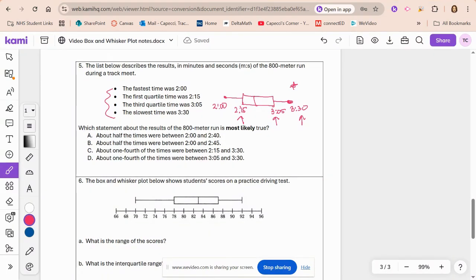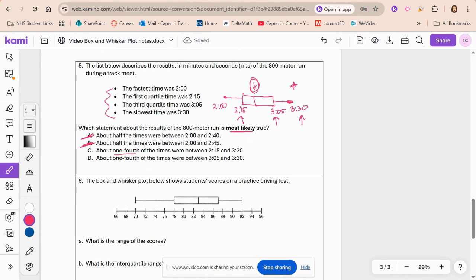Okay. So again, this time it asks which one is most likely true. It says about half the times were between 2 minutes and 40 seconds. Now, I don't really know exactly where that's going to be. It's not necessarily right between 2:15 and 3:05. So I can't say that for sure. It could be, but I don't know for sure. About half the times were between 2 and 2:45. So again, I don't really know where that middle value is. So I can't really say that for sure.